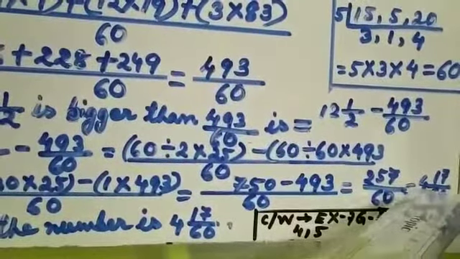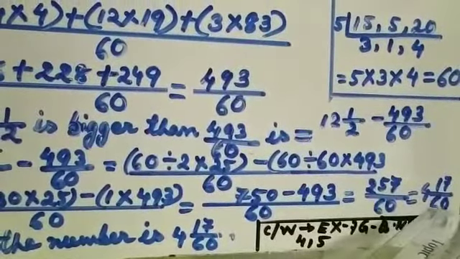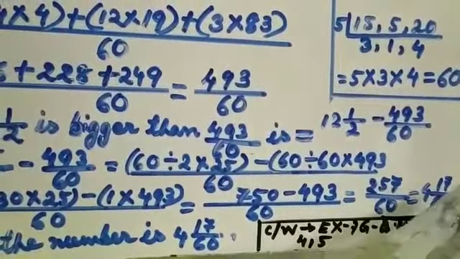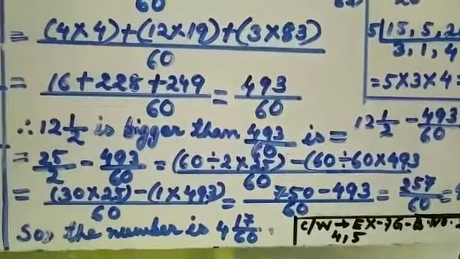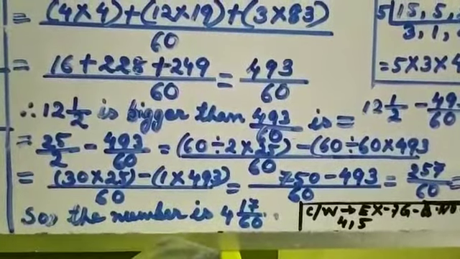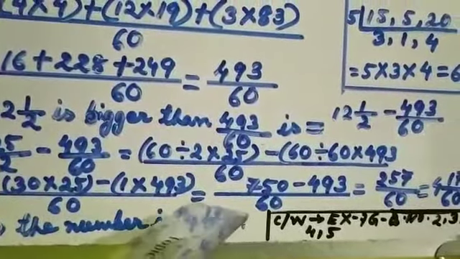So if you change this improper fraction into a mixed fraction, what are you getting? 4 whole number 17 by 60. Okay? So you will write it in your answer. So the number is 4 whole number 17 by 60. I think you have understood.